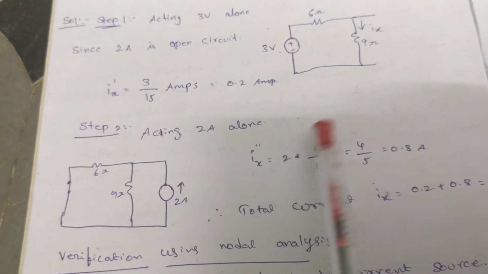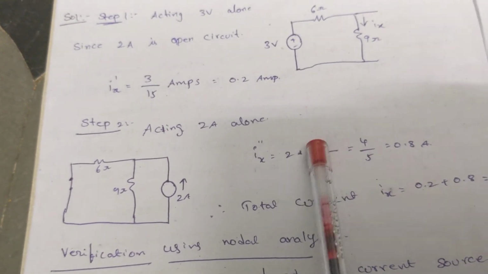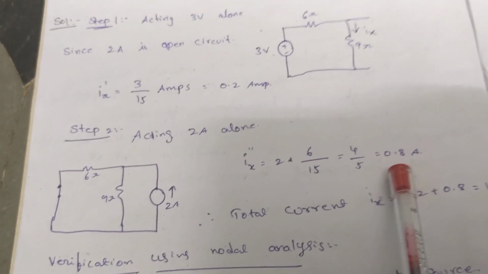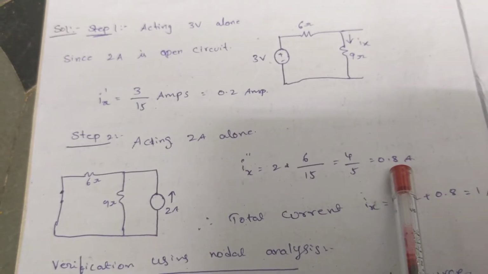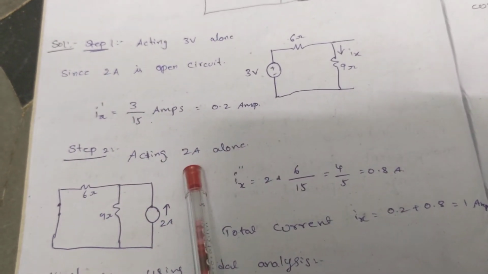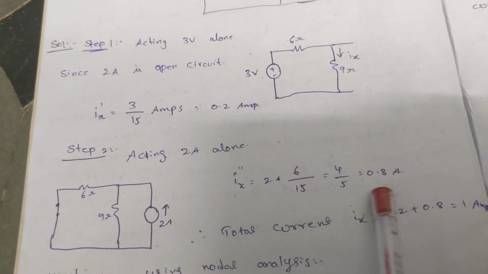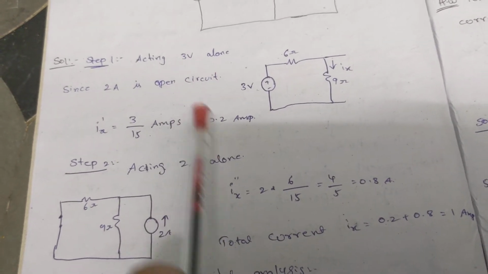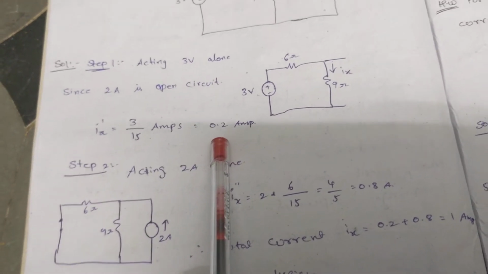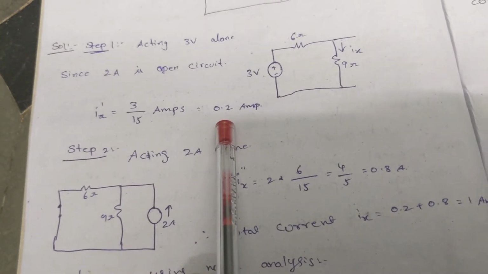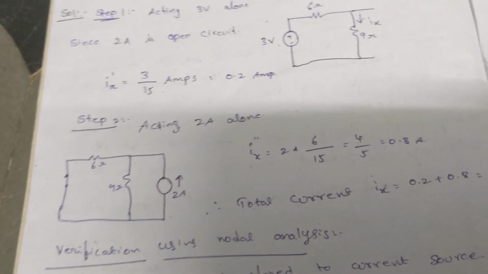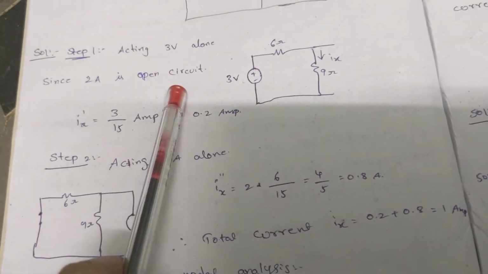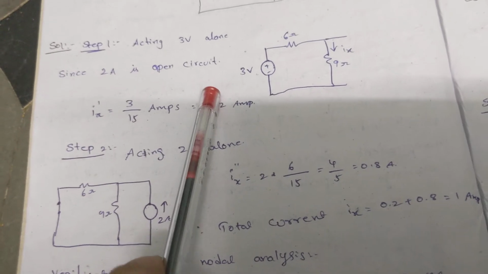So 2 into 6 divided by 15 is 4 divided by 5, which is 0.8 amperes. Because of the 2 ampere current source, 0.8 amperes is flowing through your 9 ohm resistor, and because of the 3 volt source it is 0.2 amperes. As per the superposition theorem, the total current is the algebraic sum of the individual responses here.